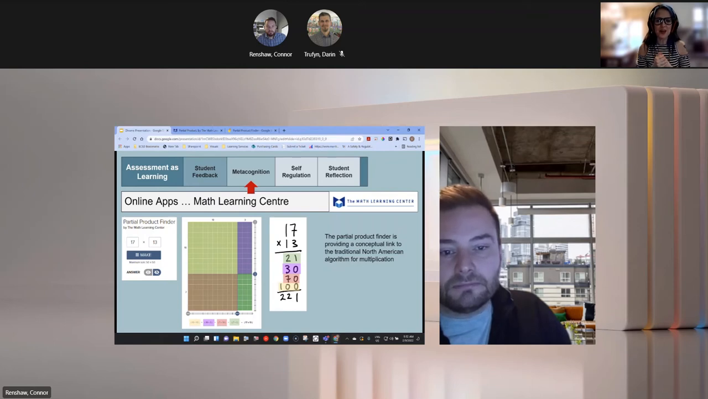This is unbelievable. Now, everybody who's watching, just so you know, these slides Connor has presented are available below the video, including screenshots of how to do a screenshot, and just some of those examples of being able to have the algorithm beside this partial product finder. I think this is such a fantastic way to be able to do this.